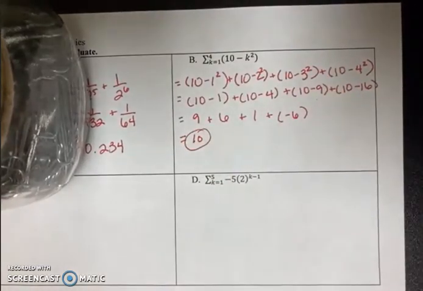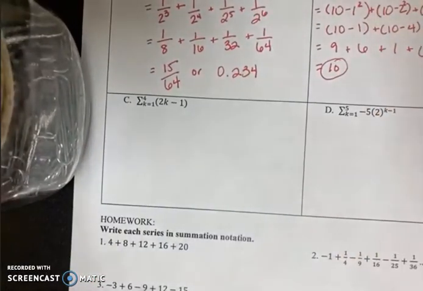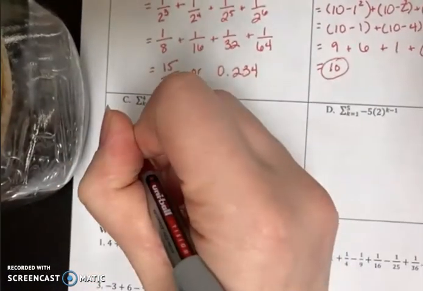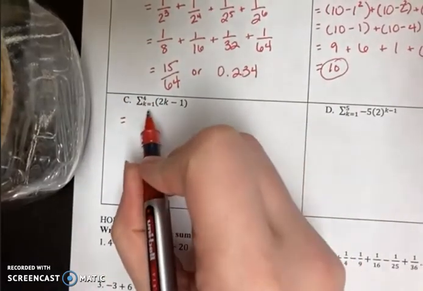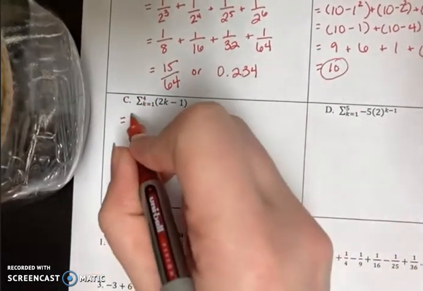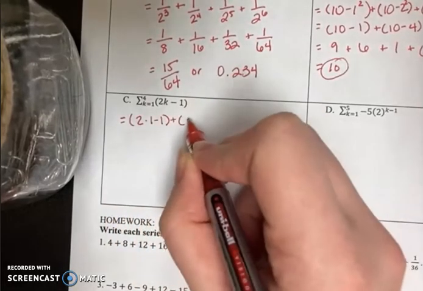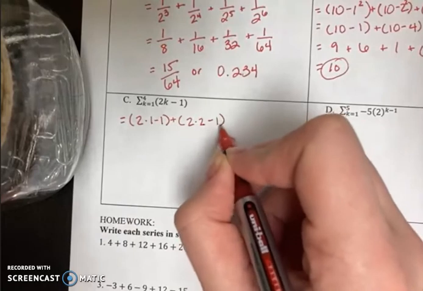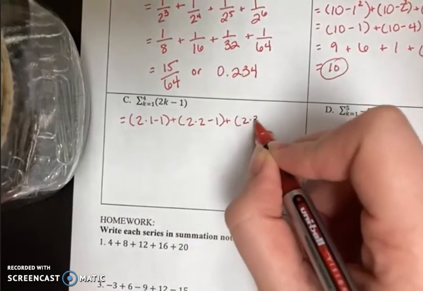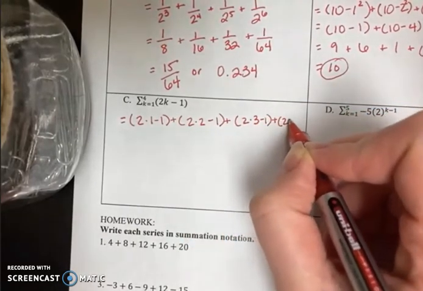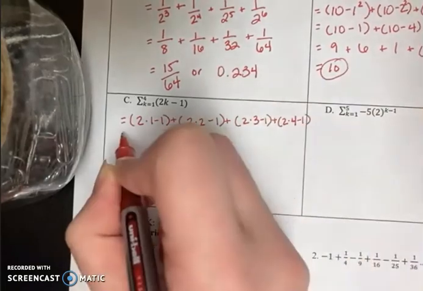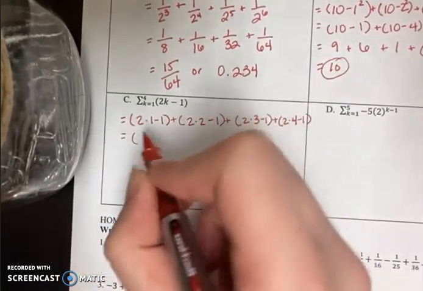If you feel comfortable, you can go ahead and try C and D on your own. Otherwise, just stick with me and I'll work through these. Once again, using the rule, we're starting at 1 and ending at 4. So here's 1, 2, and I'm just substituting it into the rule, 3, 4. Cleaning it up, always clean up your parentheses. It'll make it so much easier.